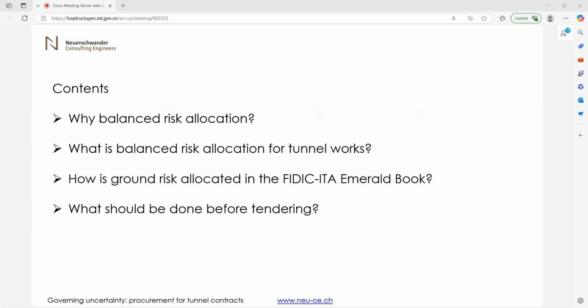I'm going to talk about the advantages of balanced risk allocation in underground works contracts.